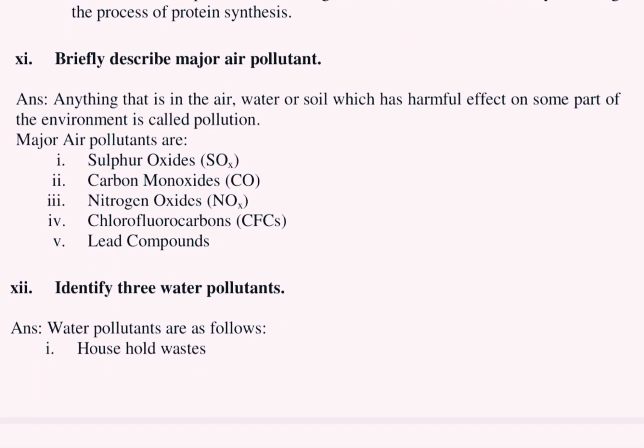Then, briefly describe major air pollutants. There are numerous. We have SOx, NOx, carbon monoxide, carbon dioxide. We have chlorofluorocarbons. We have tetraethyl lead compound. You can simply write it in this way.